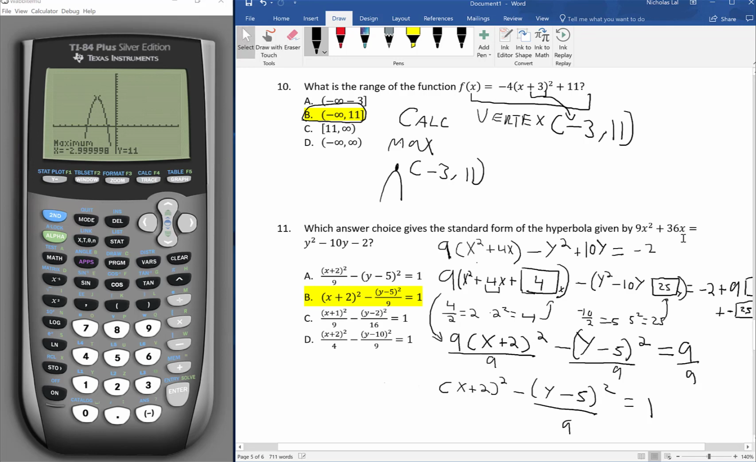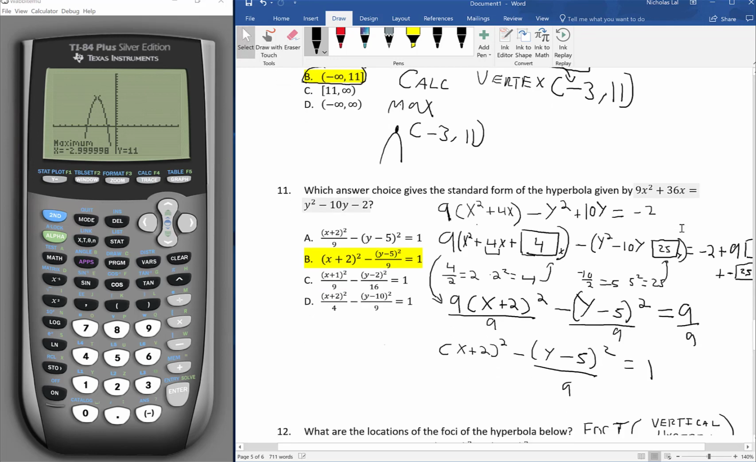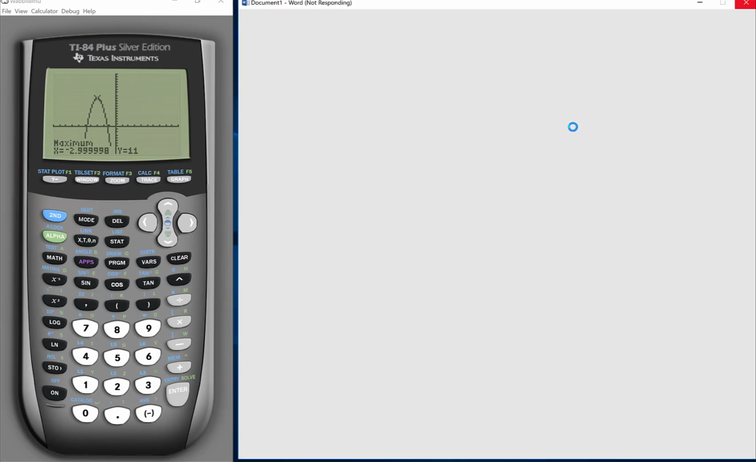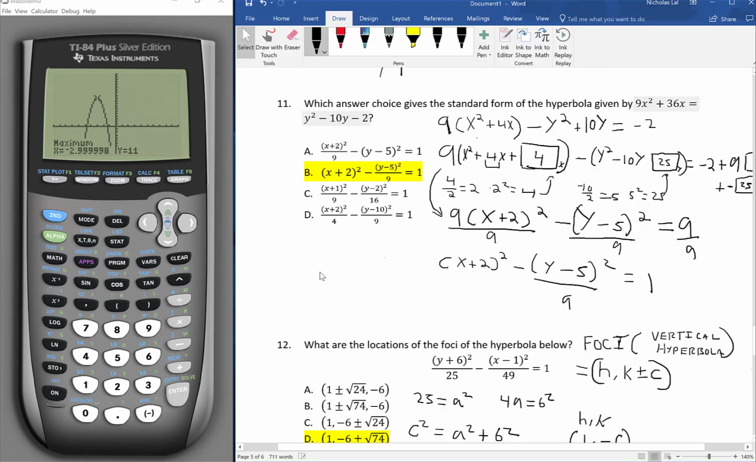That's 10. For 11, which answer choice gives the standard form of the hyperbola given by 9x squared plus 36x equals, let's hope it loads. So 9x squared plus 36x equals y squared minus 10y minus 2.